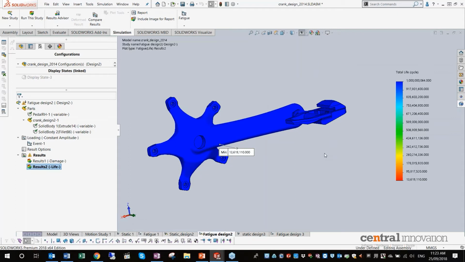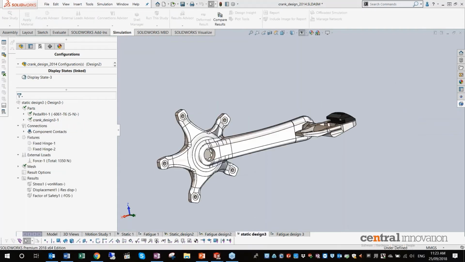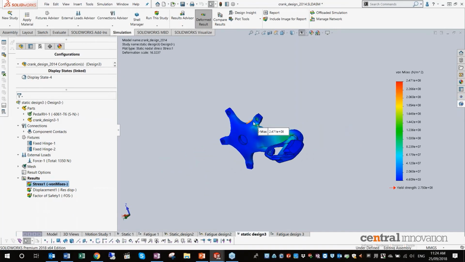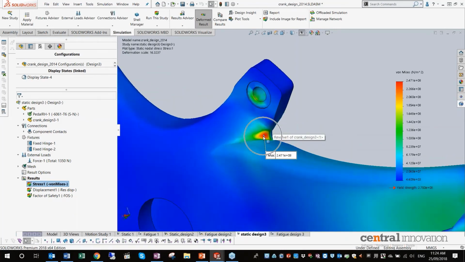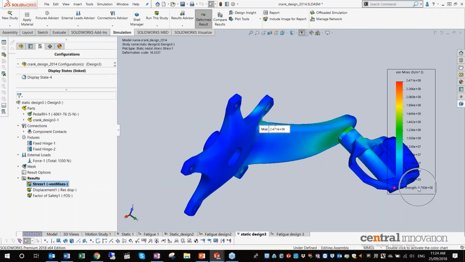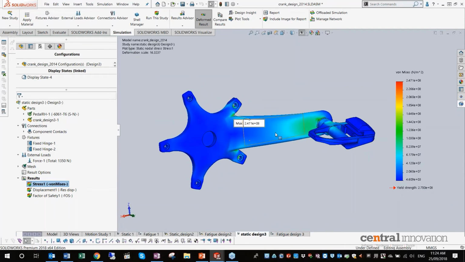But let's analyze the last configuration that we had for this model. We need to do a static study on that specific configuration as well. Let's have a look at it. When I do a static study, I can see the maximum stress on this specific configuration happens in this area and is still below the yield strength of the material. But I want to know what happens after 7 million cycles.